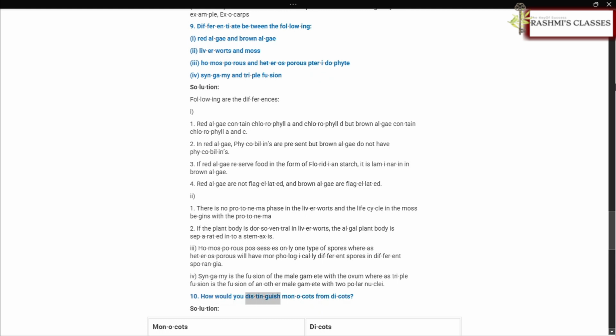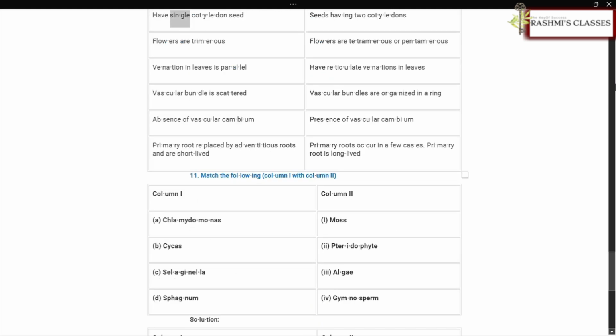10. How would you distinguish monocots from dicots? Solution. Monocots: have a single cotyledon in the seed. Dicots: seeds having two cotyledons. Monocot flowers are trimerous. Dicot flowers are tetramerous or pentamerous. Venation in monocot leaves is parallel. Dicots have reticulate venation in leaves.